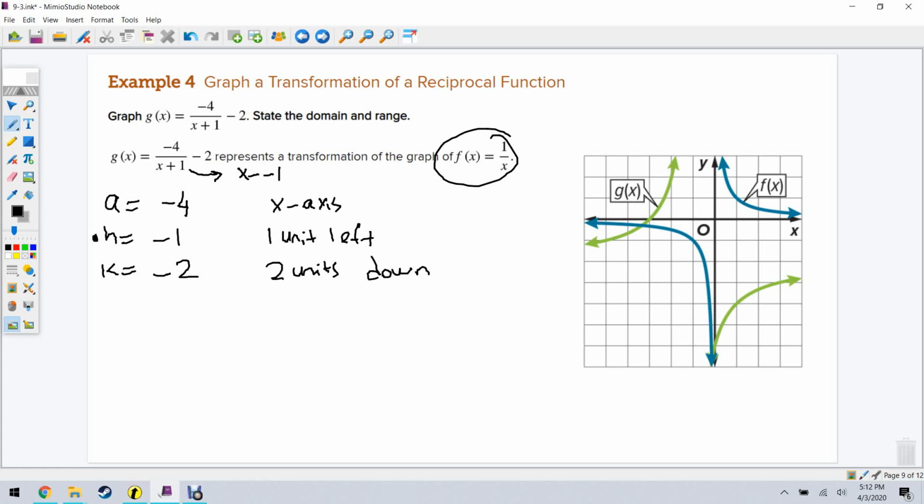The f of x is the parent function. It's reflected, so we got this one. Okay, domain and range is the part that we have to answer. Domain, look at the x-axis. For this green function, it looks like it covers everything, except it gets close to a number, which is going to be this line.